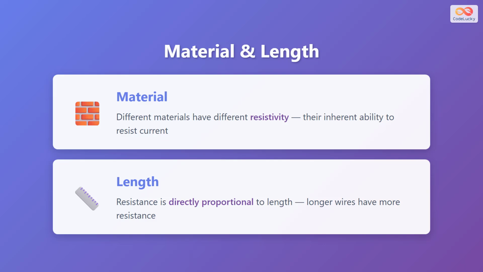The second factor is length. Resistance is directly proportional to the length of the conductor. This means if you double the length of a wire, you double its resistance. The longer the path current has to travel, the more it encounters resistance.